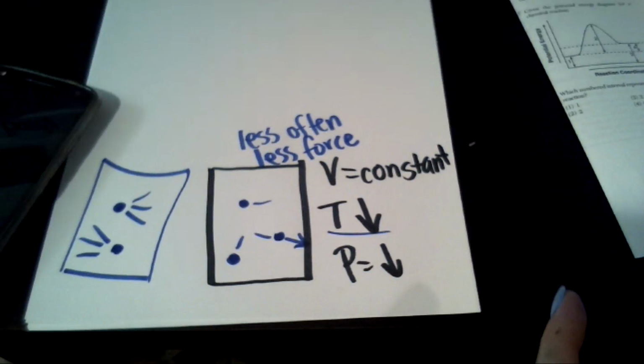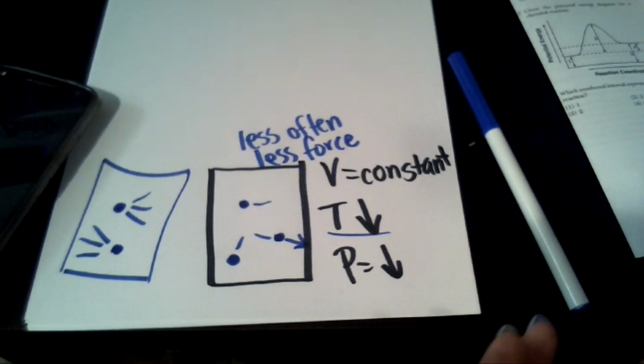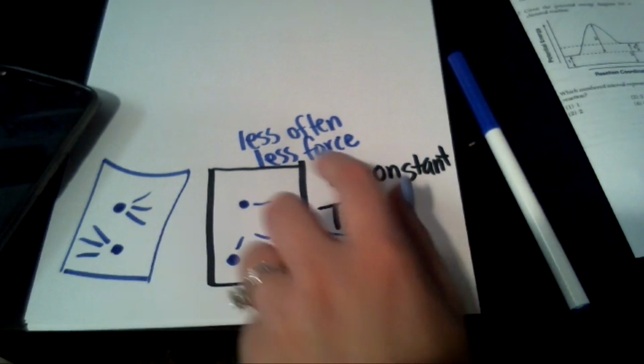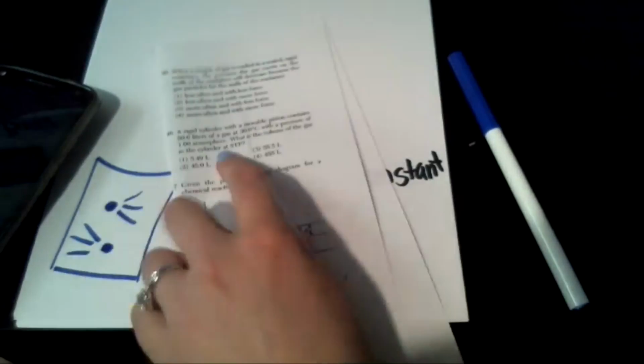And they're going to hit with less force. Think of driving a car. If you are driving at 12 miles an hour and you hit somebody, it's not going to hurt. If you're driving 80 miles an hour and you hit somebody, they're going to get really hurt. They're going to break bones. Less often, less force. That's the reason. So that would be choice 1.